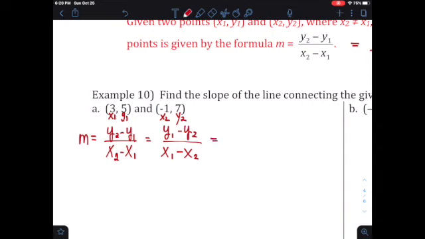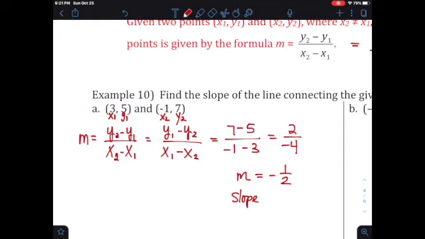So I'm using the first formula, that's going to be 7 minus 5, and then negative 1 minus 3. And then when you simplify, that's going to be 2 over negative 4, and that's going to be negative 1 over 2. So in this case, your slope, or if you want to write it down, m equals negative 1 over 2, or you can put down the slope is negative 1 over 2 for the points 3, 5 and negative 1, 7.